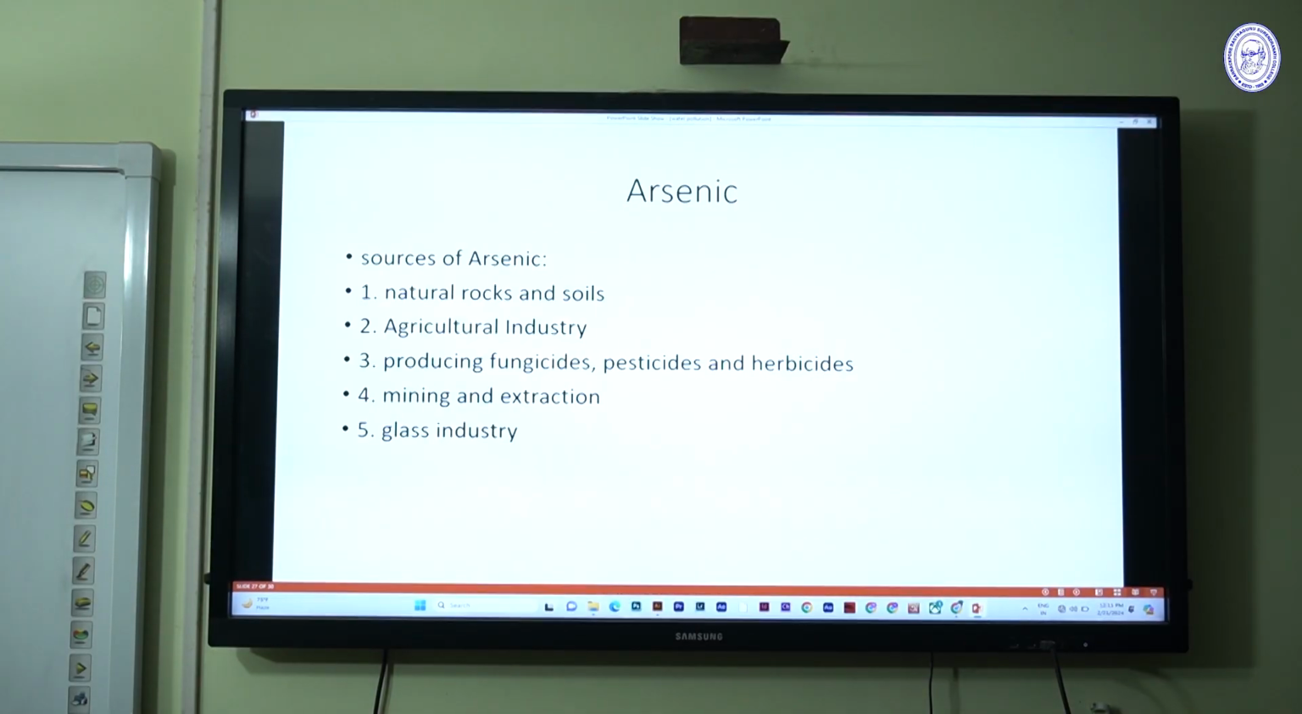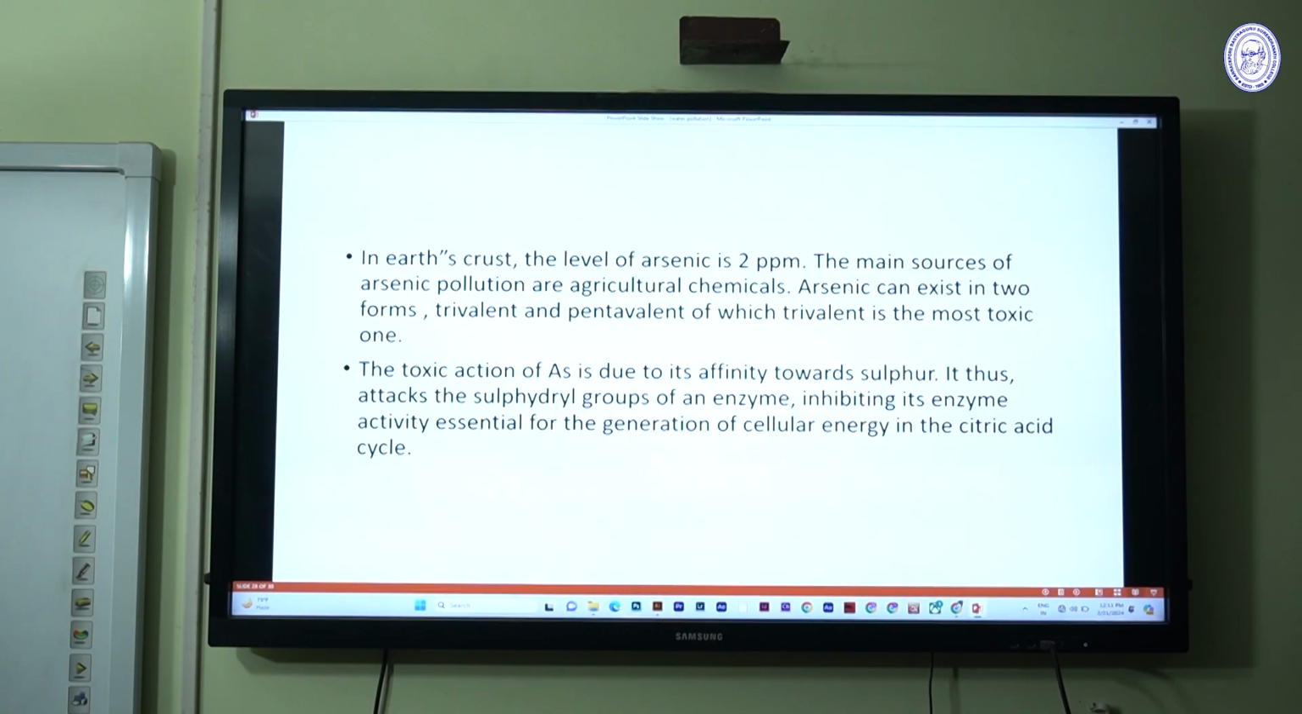Now the villain is arsenic. It is the most important of all the pollutants now. It is a burning issue, that is arsenic as water pollutant. Sources of arsenic is what? Natural rock and soil. Number 2, agriculture and industry. Number 3, producing fungicides, pesticide and herbicide. Number 4, mining and extraction. Number 5, glass industry.